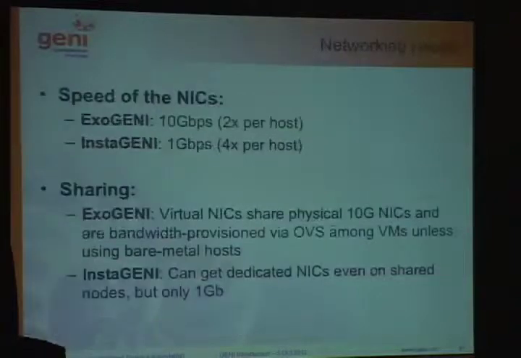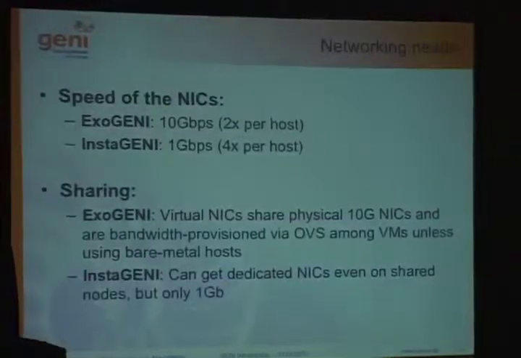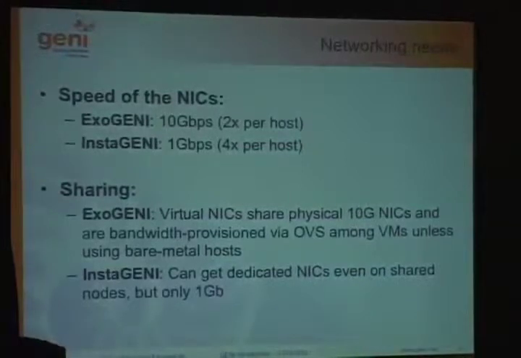On networking needs, the ExoGENI racks have machines with 10 gig NICs in them. The InstaGENI machines only have 1 gig, but you can actually get an entire interface to yourself if you want. So if you need a guaranteed 1 gig, you can get that from InstaGENI. With ExoGENI, you can get up to 10, but that's going to be shared among everybody who has a VM on the same host.